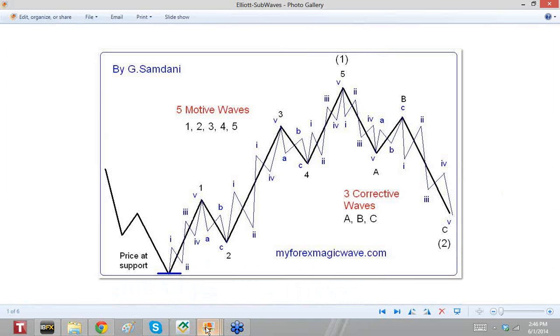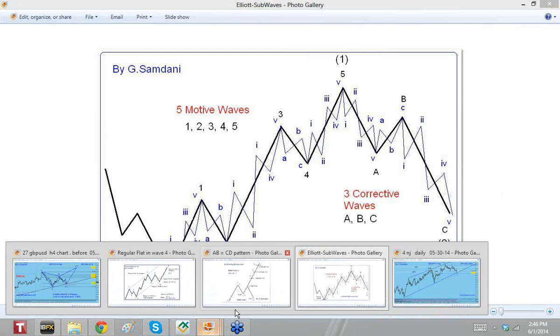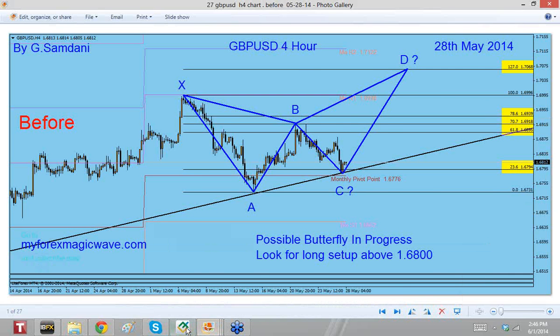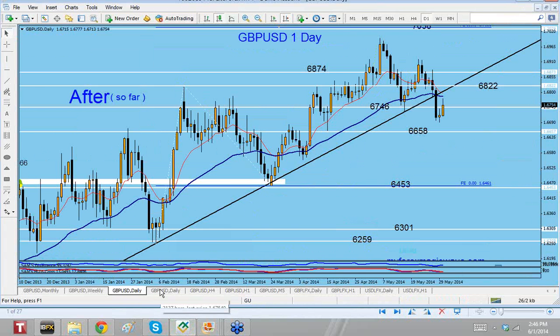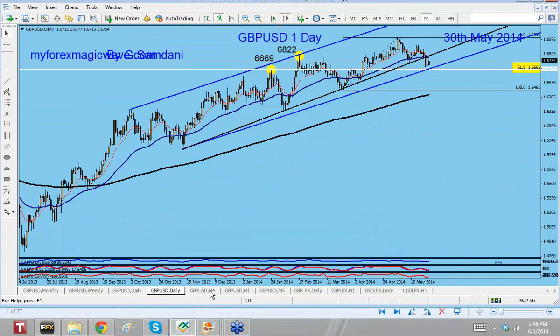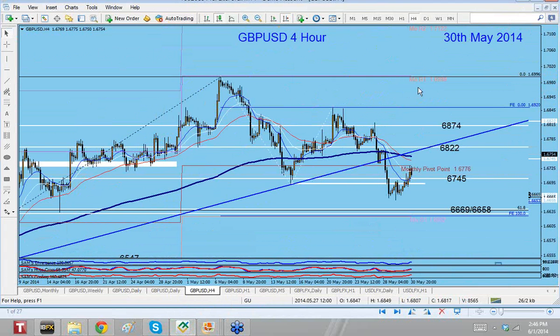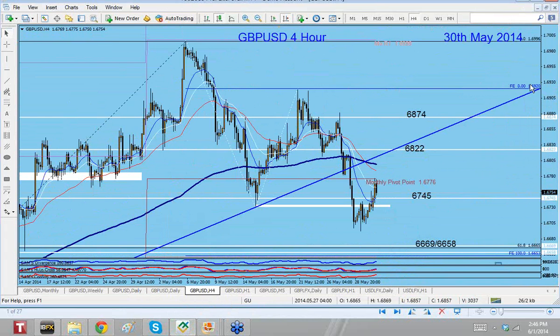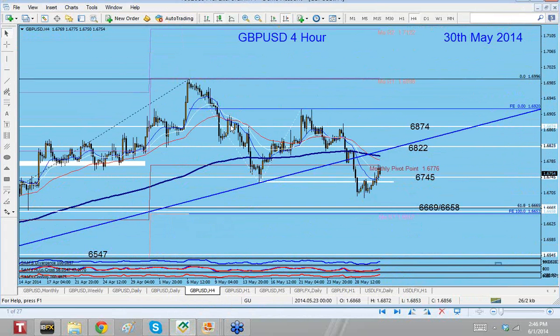Exactly the same thing is right now happening in pound. I'm going to show you a 4-hour chart here. I didn't make it yet, but look at this here. We have A, B, and this is like 3, 3. So like 1, 2, 3, right? A, B, C, A. Then you have A, B, C, B, and then you have 1, 2, 3, 4, 5.